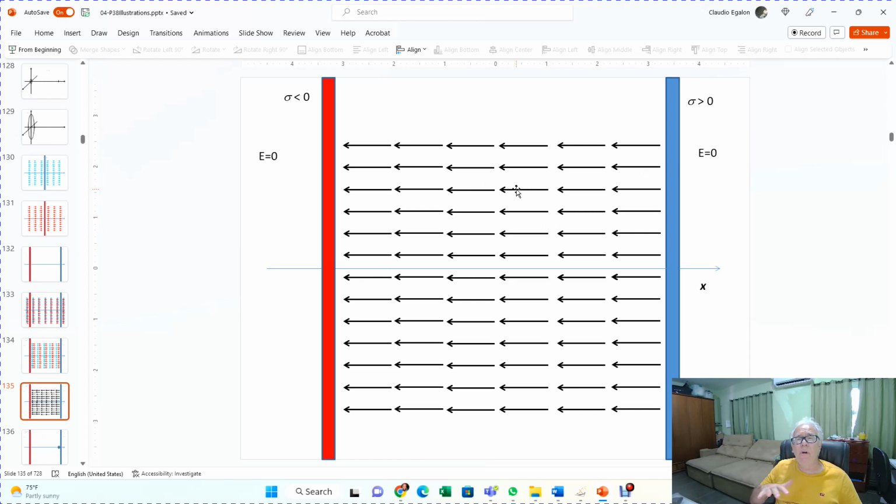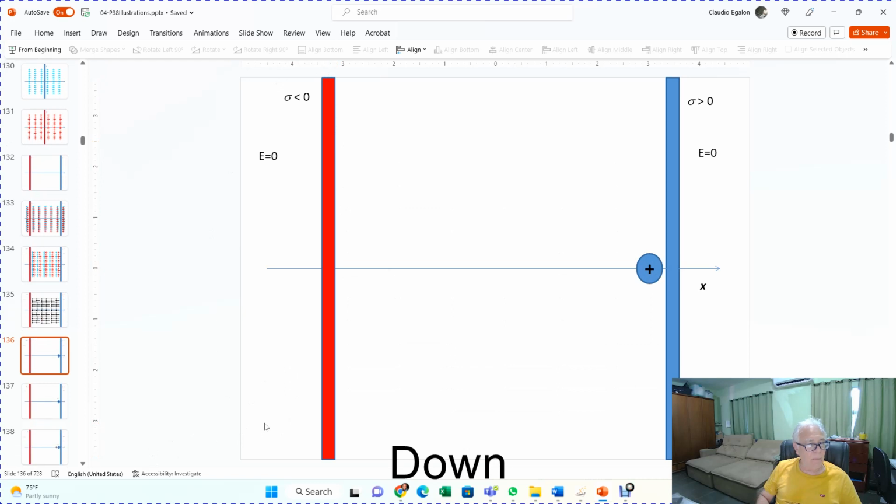We have uniform gravitational fields nearby the surface of the Earth, and nearby the surface of a charged disk, we also have a uniform electric field. If we combine it with another plate of negative charge, you're going to have an electric field equal to 0 outside this volume. Okay?